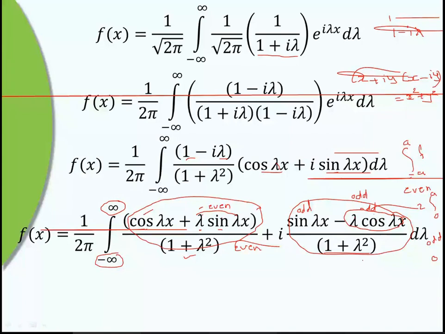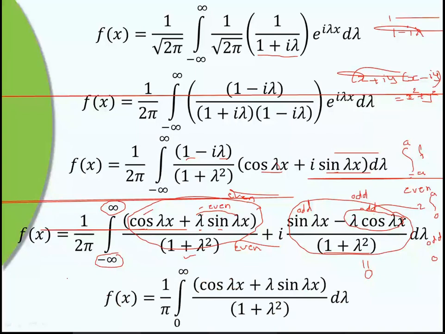And the integration from minus to plus limit of the even function will be 2 times 0 to infinity. And this 2 and this 2 get cancelled. So 1 by pi, 0 to infinity, cos lambda x plus lambda sine lambda x divided by 1 plus lambda square d lambda. And you can see that this is nothing but the required integration. That is what we wanted to show.